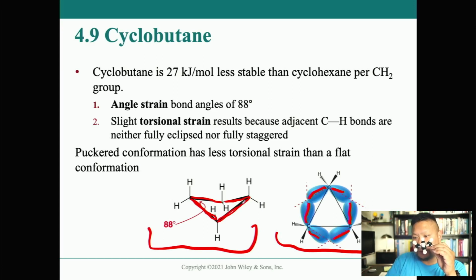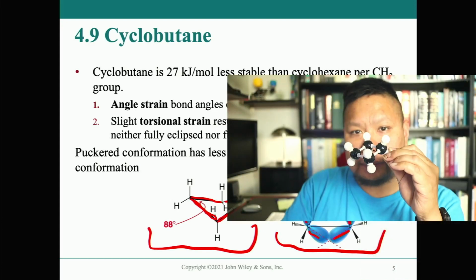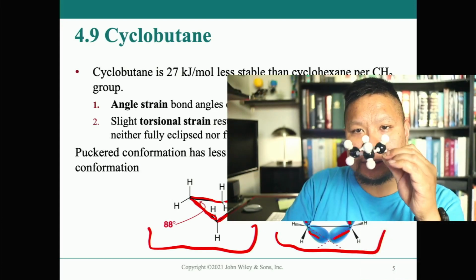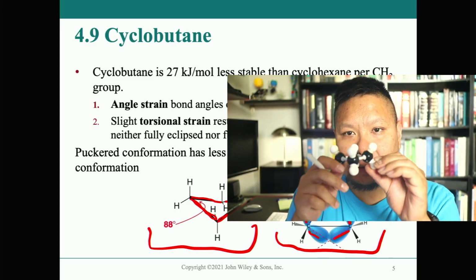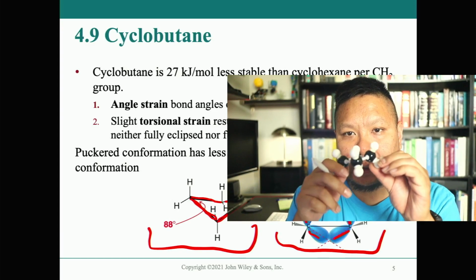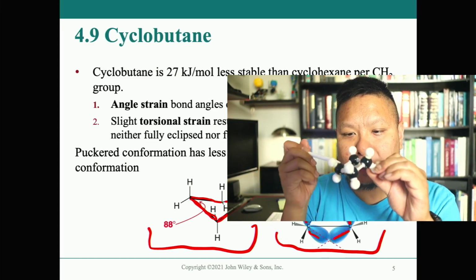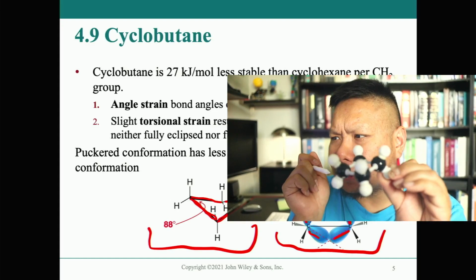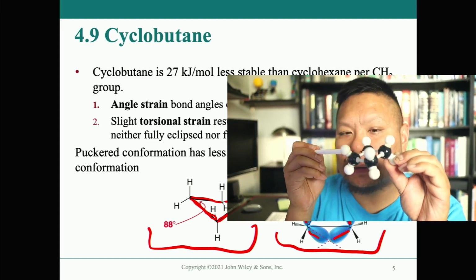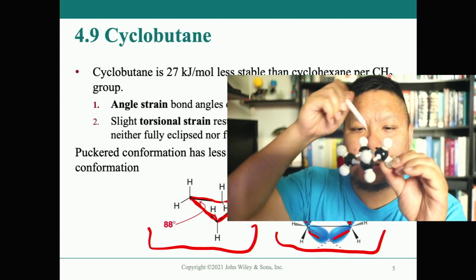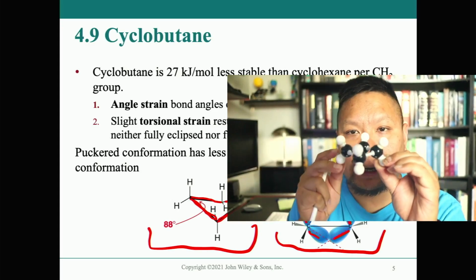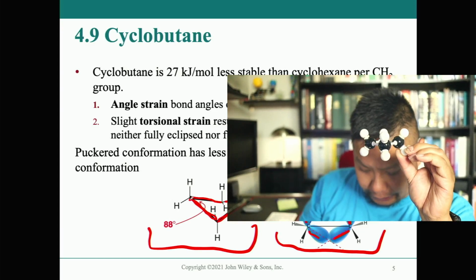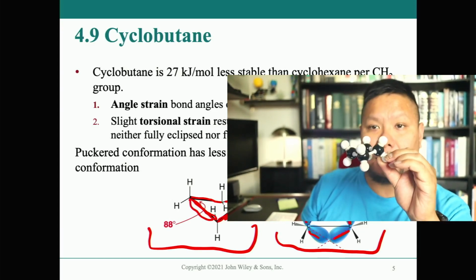I'll switch views real quick just so you can see, just like that. That's how you see it in the picture too. So those dark wedges in the front are these bonds: this one right here, this one, this one up here, and this one right here, coming right out at you. Those are the dark wedges on the cyclobutane.